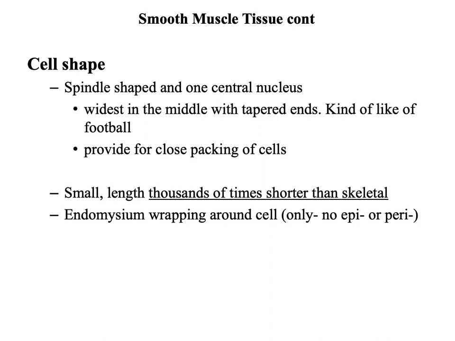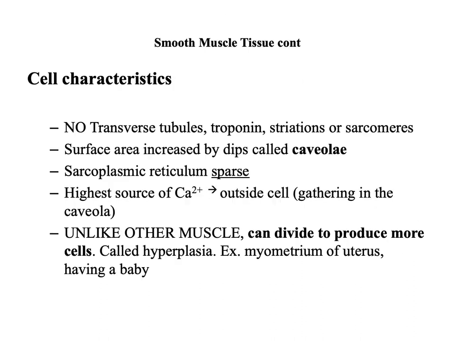He's spindle shaped and he has one nucleus. And then again, his little actin and myosin are set up more like a chain link fence. He's a lot smaller than the skeletal muscle. He still has endomysium around the cell. That's it. No transverse tubules. Probably a little bit too much information on this slide.